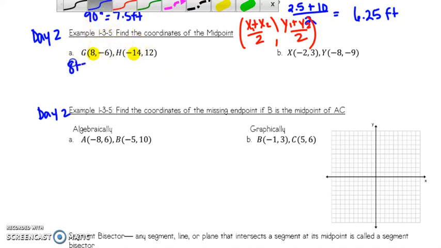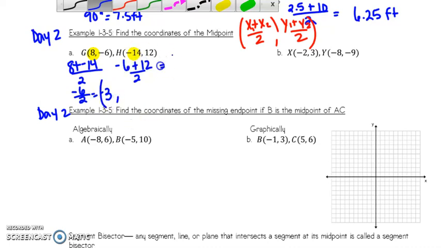So 8 plus negative 14 divided by 2. And then we are taking negative 6 plus 12 and dividing it by 2. So 8 and 14 there, the difference of that, because it's negative, is going to give us negative 6. And then negative 6 divided by 2 is going to give us negative 3. So that's our first part of our ordered pair.